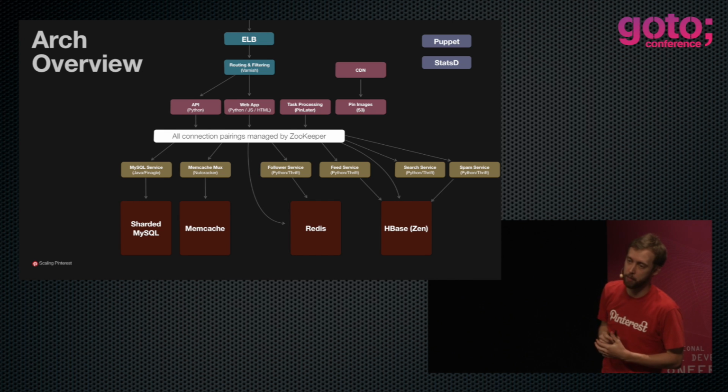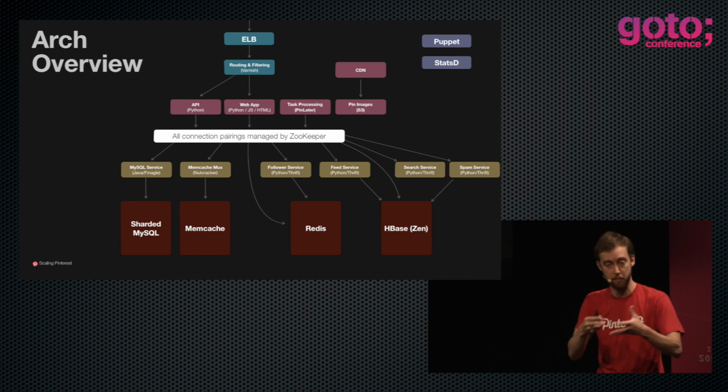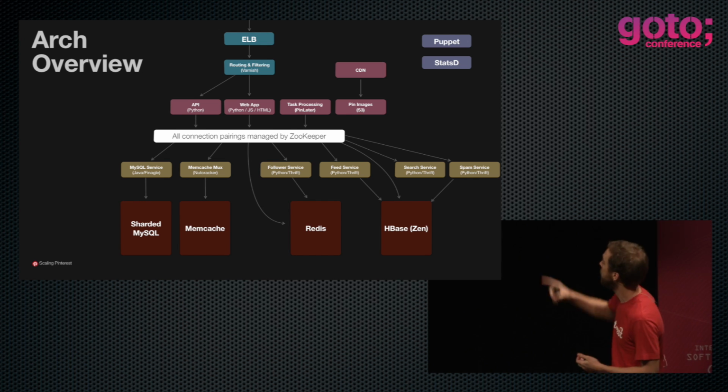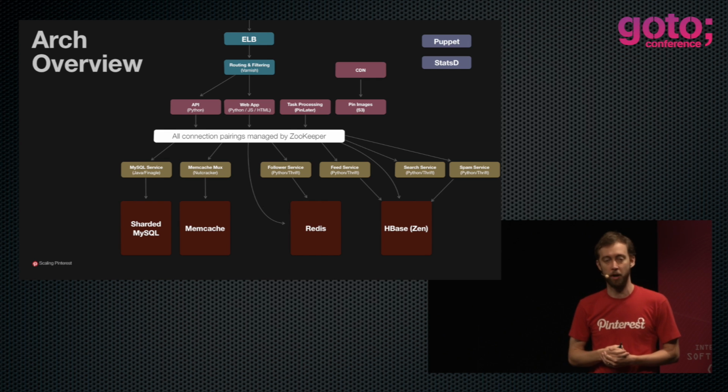And then every image on Pinterest lives in S3, every user-generated pin. And we get your initial image, and then we make a whole bunch of different versions, the small, the medium, the square, all that stuff. And then we front it with a CDN like Akamai.